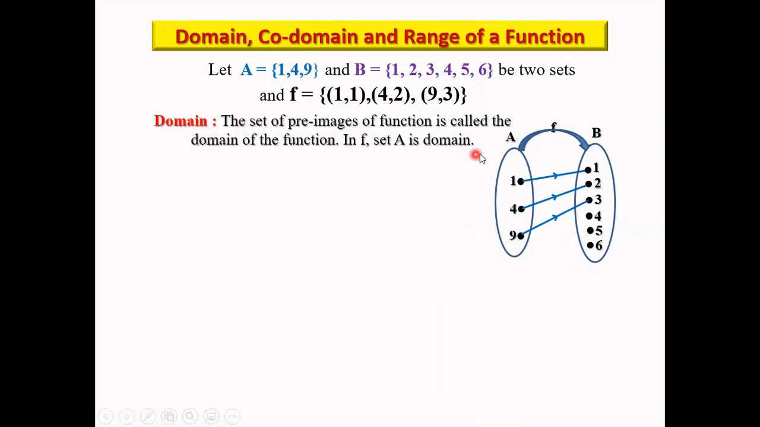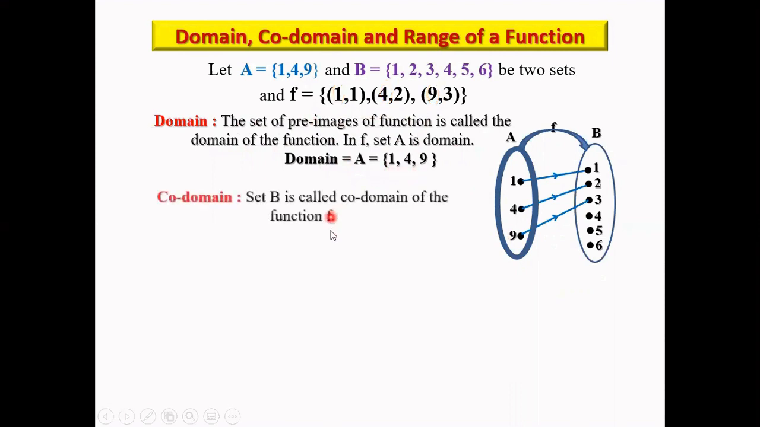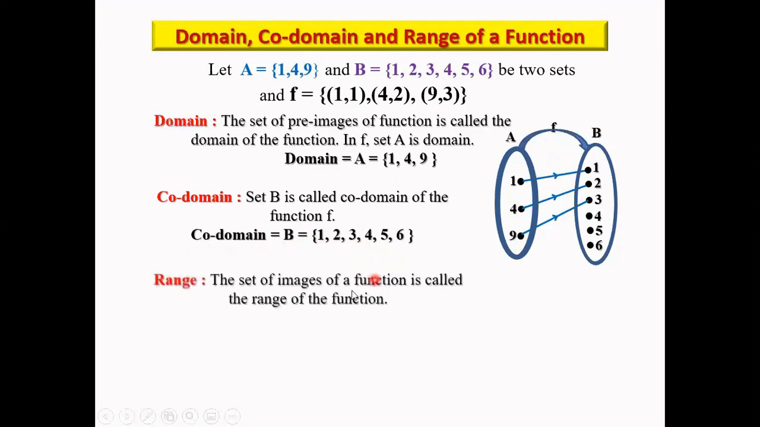Domain. The set of pre-images of a function is called the domain of the function. In f, set A is the domain. Also, we can say that the set of all the first components of the function is the domain, which is 1, 4, 9 here. Now codomain. Set B is called the codomain of function f. Elements are 1, 2, 3, 4, 5, 6.